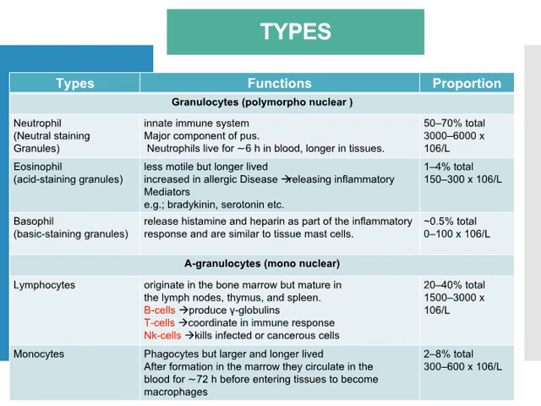Monocytes: phagocytes, but larger and longer lived. After formation in the marrow, they circulate in the blood for 72 hours before entering tissues to become macrophages. 2 to 8% total, 300-600 by 10^6 per liter.